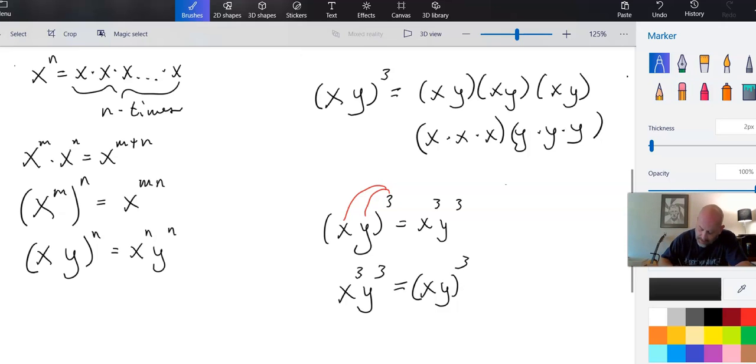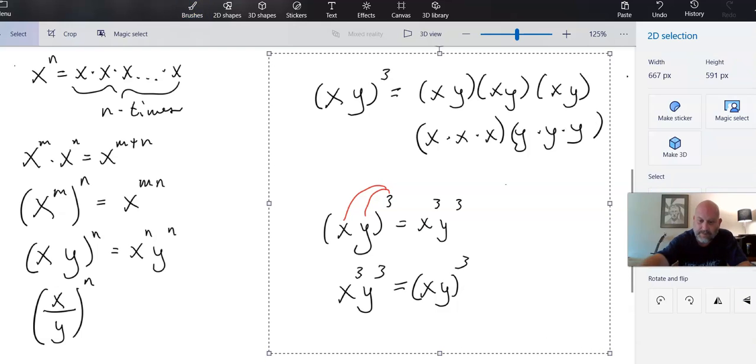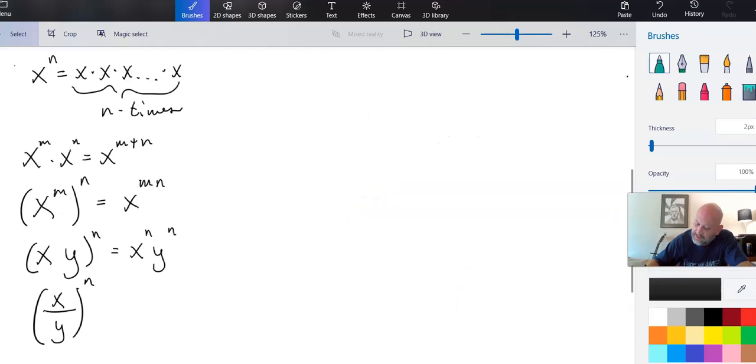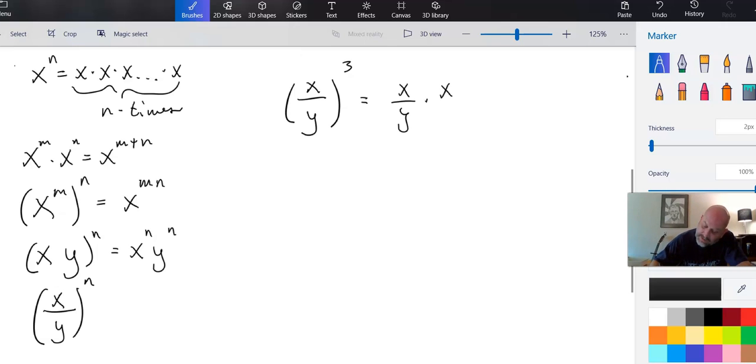Now, the last rule here is what to do with a quotient, right? If I raise a quotient to a power. And I think the quotient's actually a little easier to see than even the multiplication. If I have x over y, and I'm going to give it a number so you can see, to the third, this is x over y times x over y times x over y. Well, when you multiply fractions, you multiply straight across. So this is x to the third over y to the third.